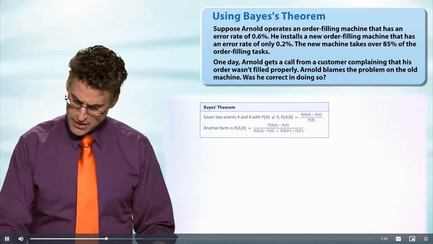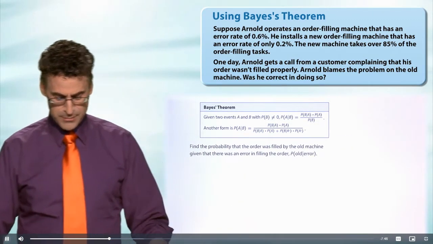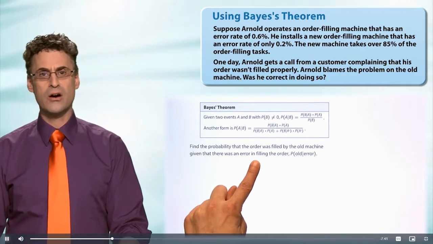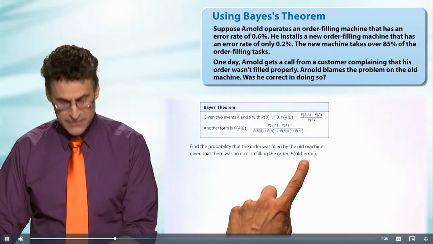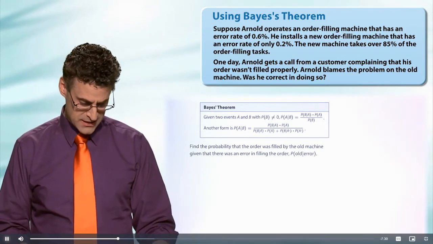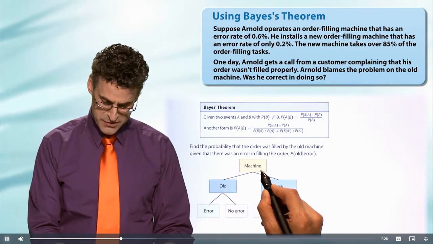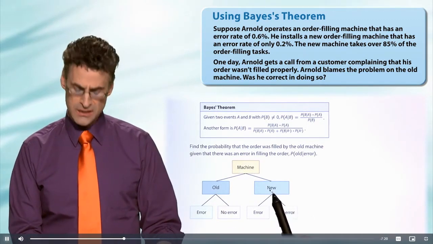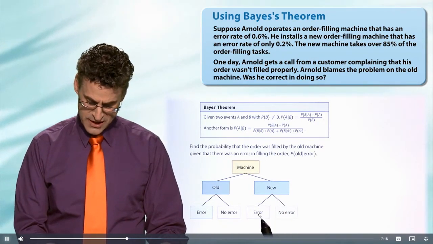So, the first thing we want to do is find the probability that the order was filled by the old machine given that there was an error. Because, in fact, Arnold thinks that it was the old machine, and we know there was an error. So we want to find the probability of old machine given that it was an error. I'm going to make a little tree, a decision tree, sometimes it's called, where I'm going to look at the different scenarios for the machine. There are two possibilities: we could either have the old machine or the new machine. And then in each case, there's a chance of an error or no error.